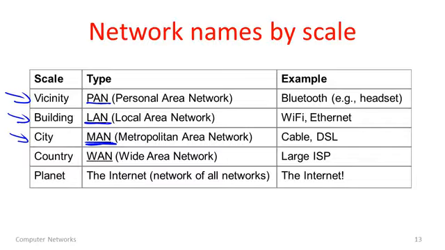You might have heard of a MAN, a metropolitan area network, though this term is less common. The cable and DSL networks that connect all of the houses in the city are examples of this. Some networks operate at a country scale. A WAN, a wide area network, is such a network. And a large ISP is a good example of a WAN.